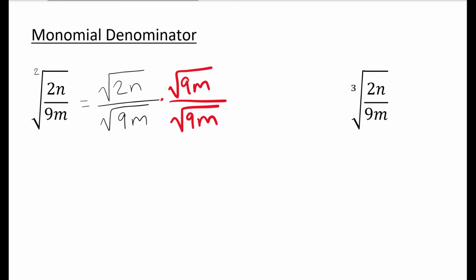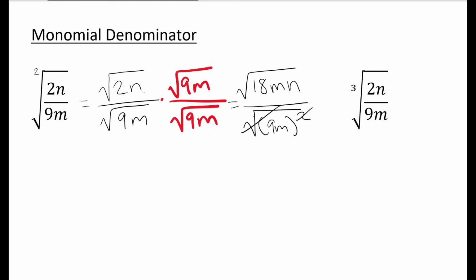Now, we're going to go ahead and multiply. Now we can multiply inside the radical. So we have a square root of 2n times 9m. So 2n times 9m is 18mn, just put it together. And then the square root of 9m times square root of 9m, well, that's the square root of 9m squared, right? Because we have 2 of them. Now, because we have a square and a square root, they cancel, which is the whole point of rationalizing, to get rid of that radical. So now we have the square root of 18mn over 9m.